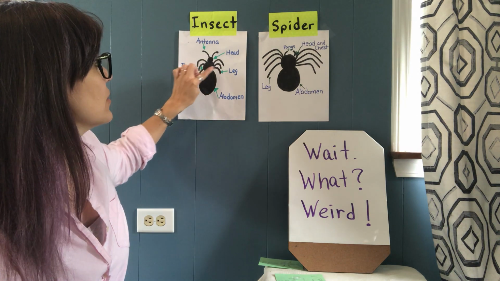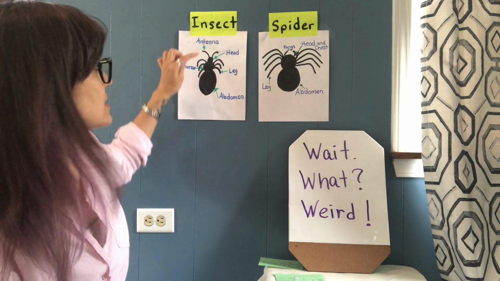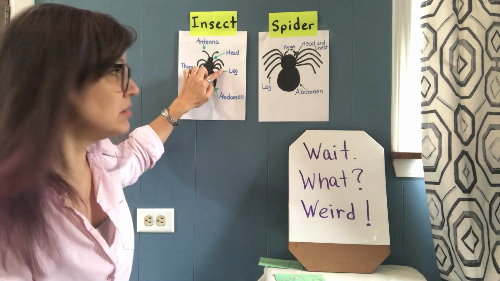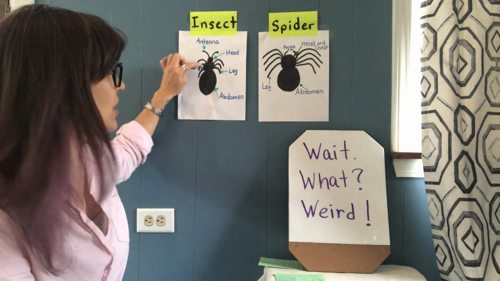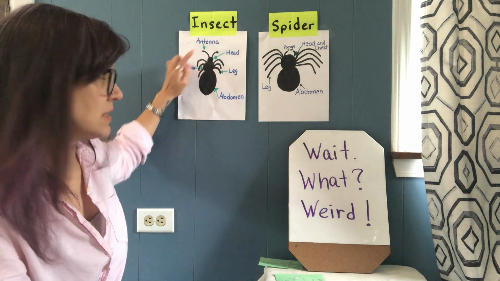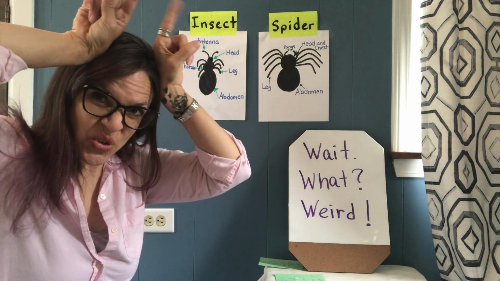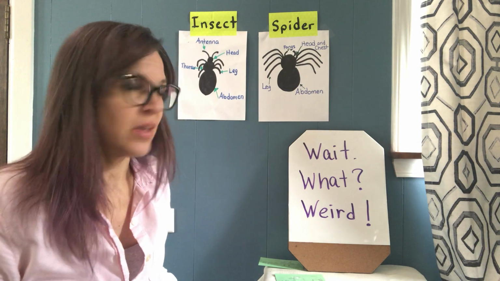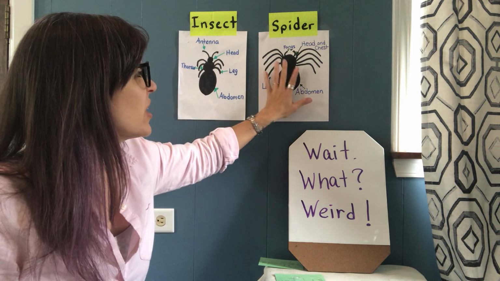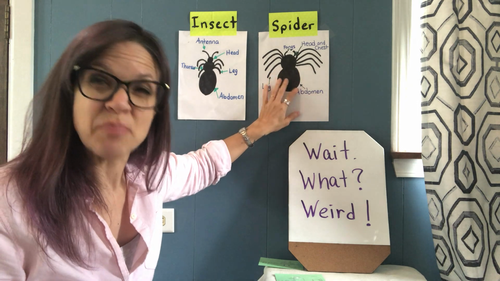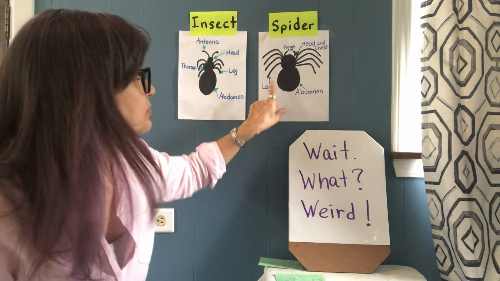1, 2, 3, 4, 5, 6. So it has 6 legs, a head, a thorax, and an abdomen, and it has 2 antennae, right? So we're going to compare that to a spider. We're going to talk about spiders today.